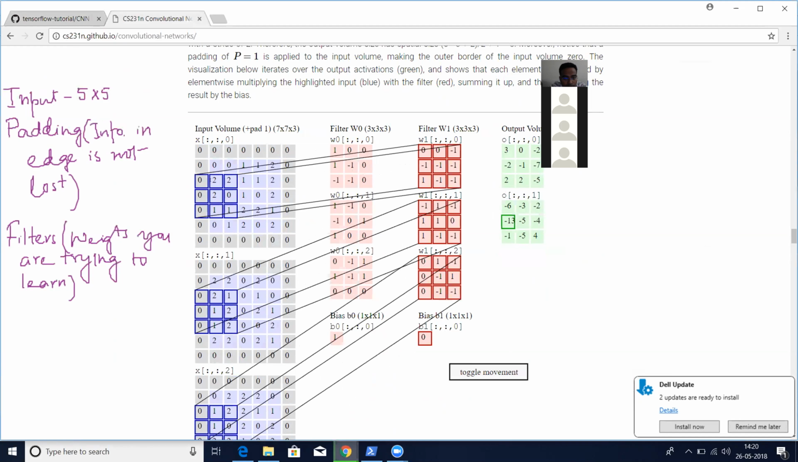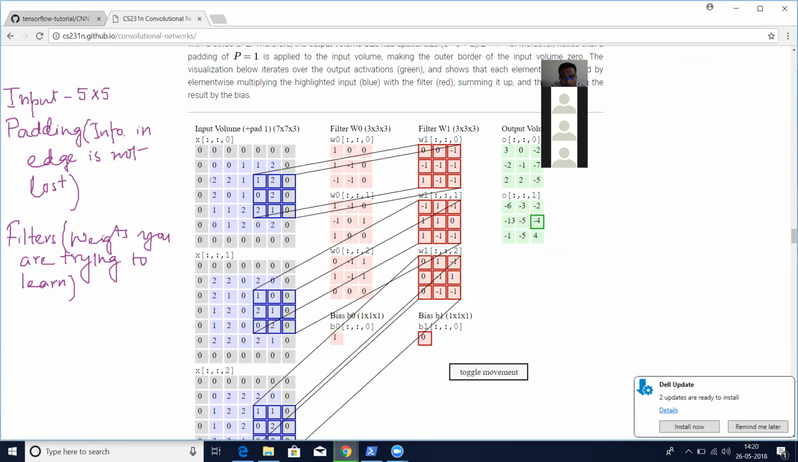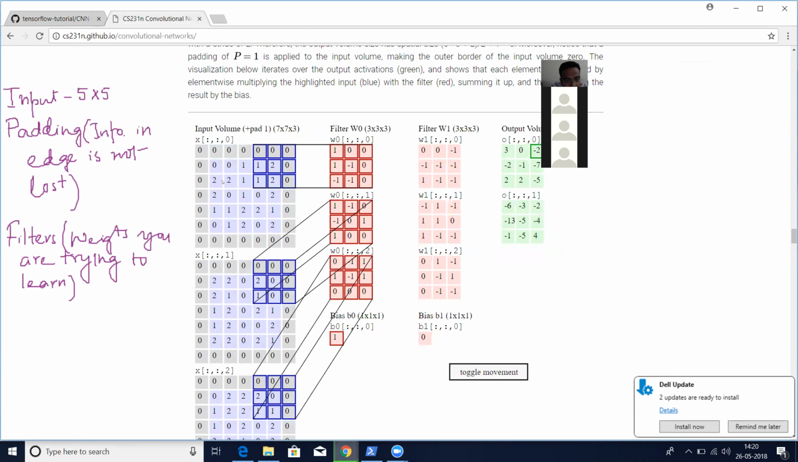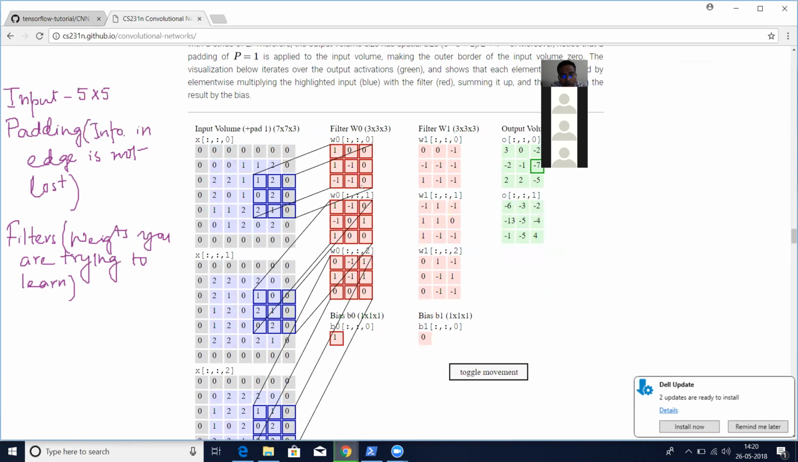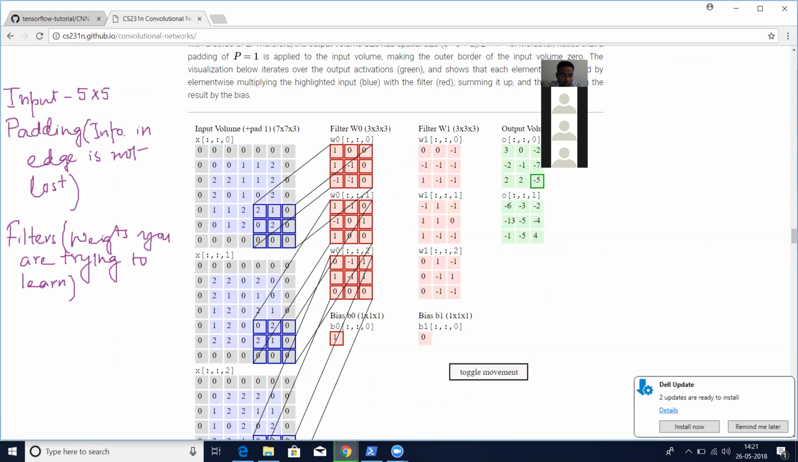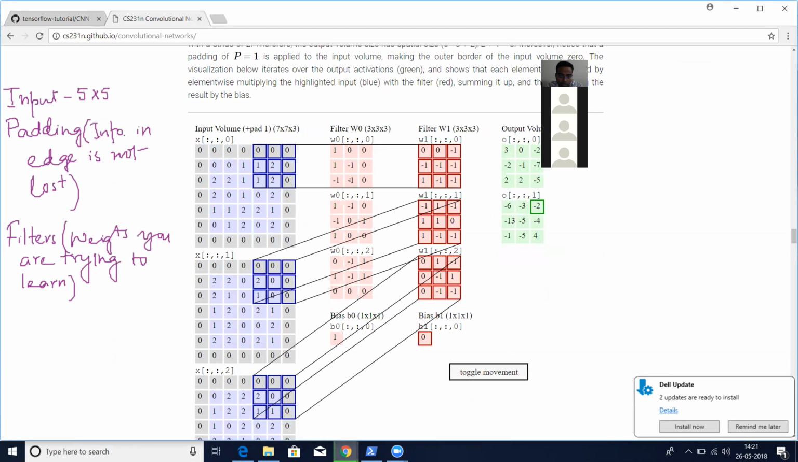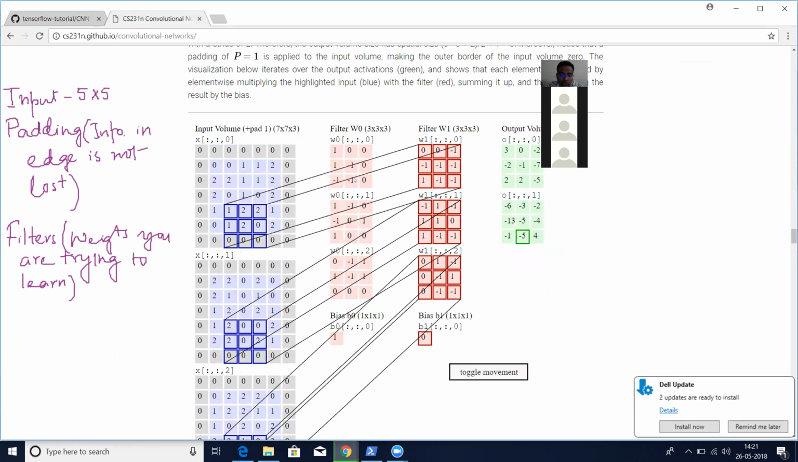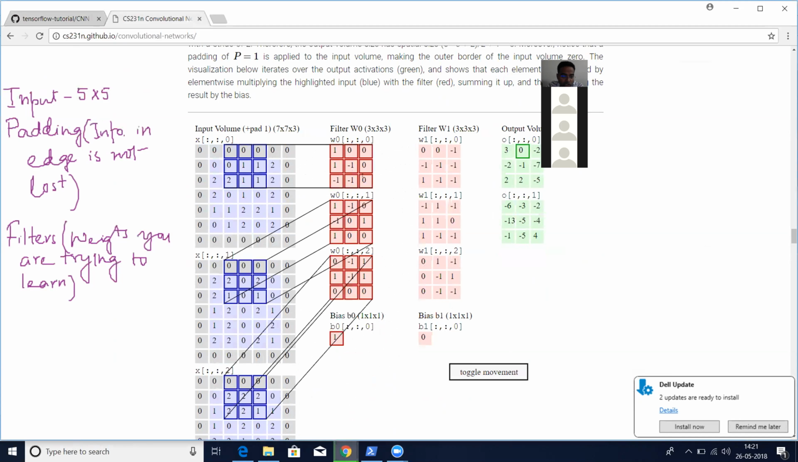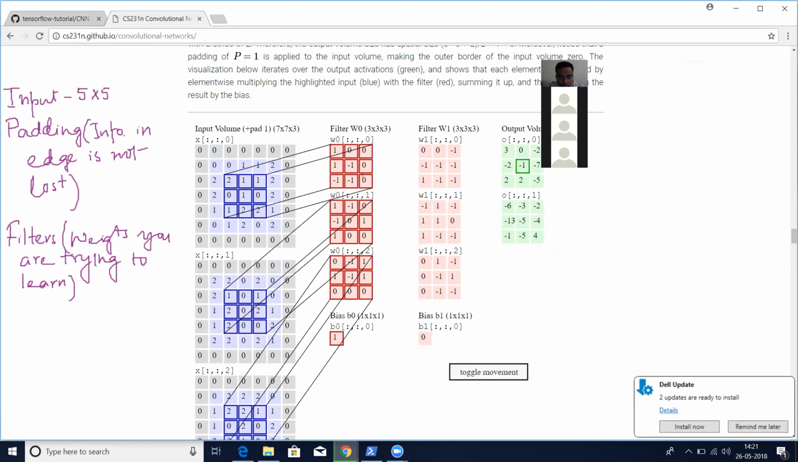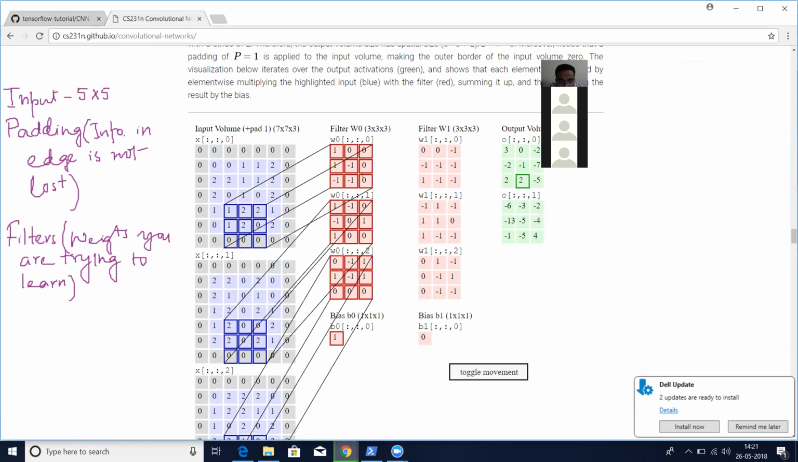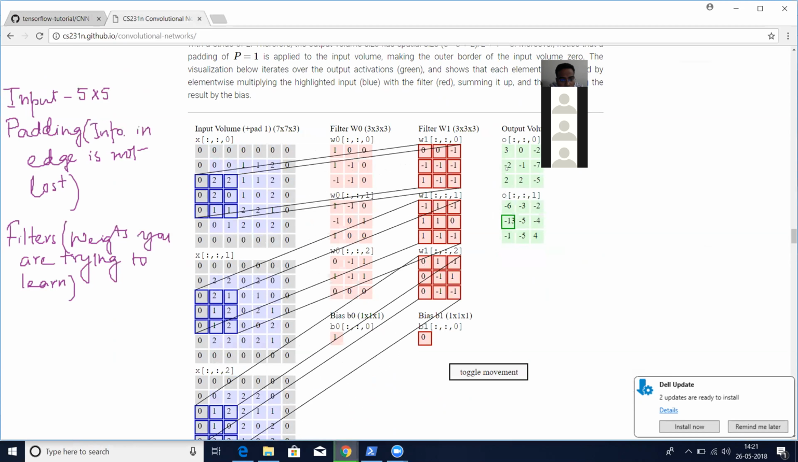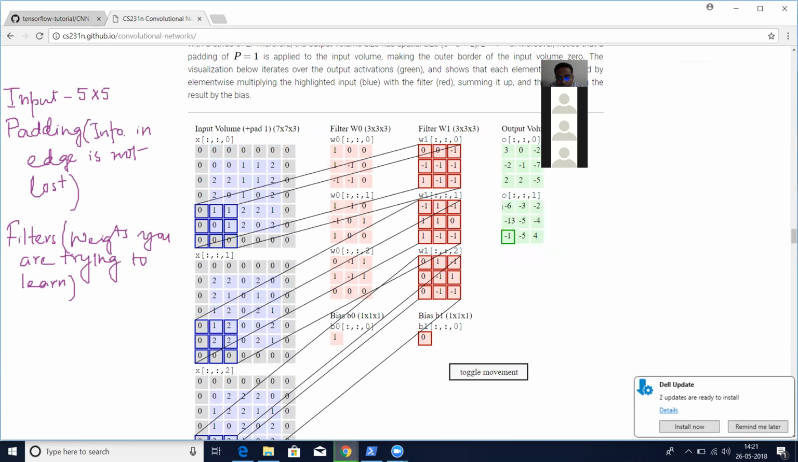Only these two values are to be considered. These two values, right, are -1. So 2 into -1 is -2, and 2 into 0 is anyway 0. So -2 should be there. Oh, here it is, right? Yeah.